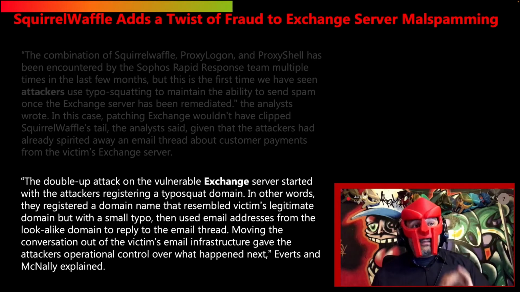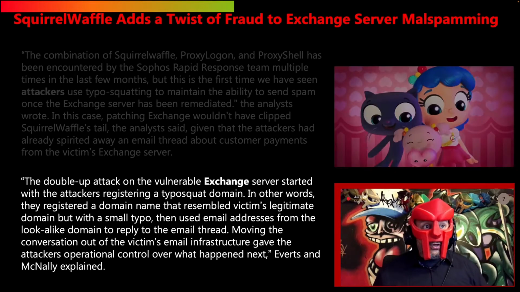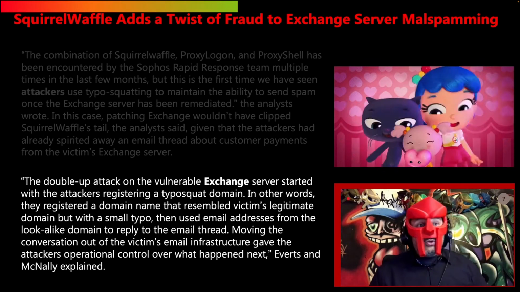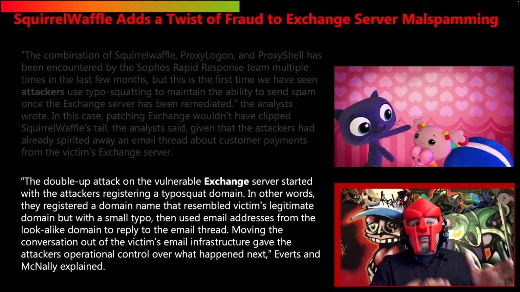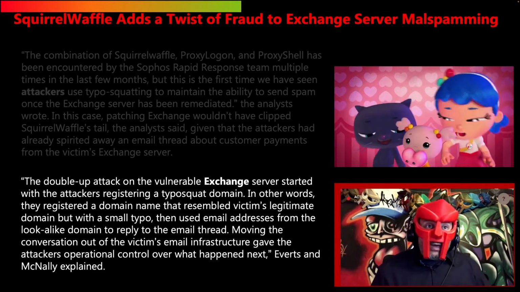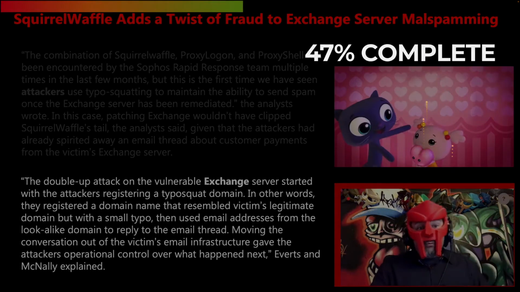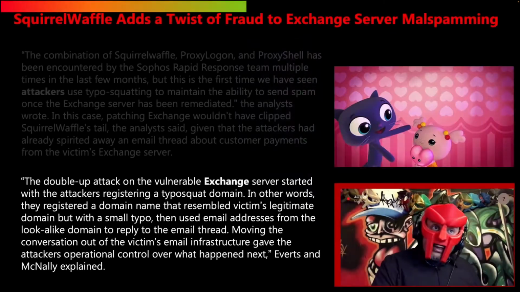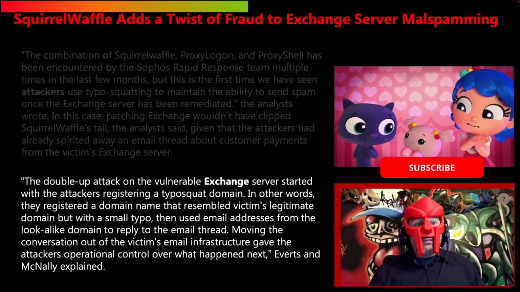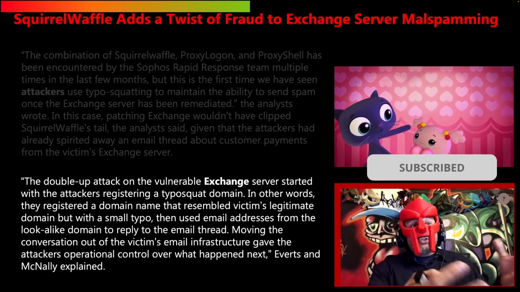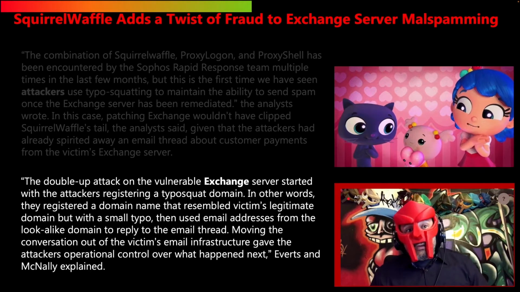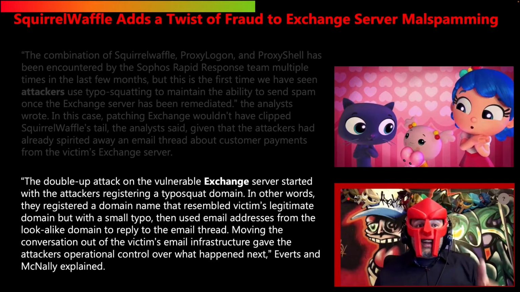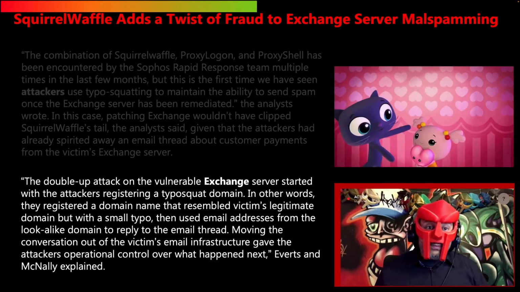The double-up attack on the vulnerable Exchange server started with the attackers registering a typosquat domain. In other words, they registered a domain name that resembled the victim's legitimate domain, but with a small typo. Like, think Google versus Gargle. Then they used email addresses from the lookalike domain, Gargle, to reply to the email thread. Moving the conversation out of the victim's email infrastructure gave the attackers operational control over what happened next, Everts and McNally explained.